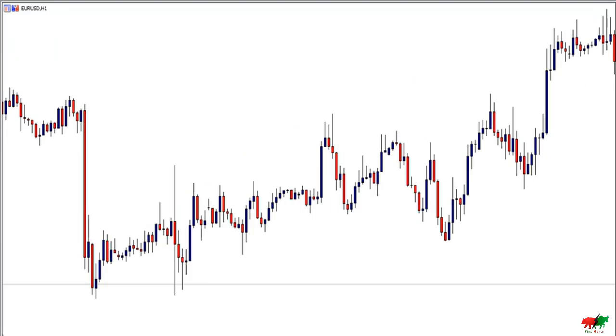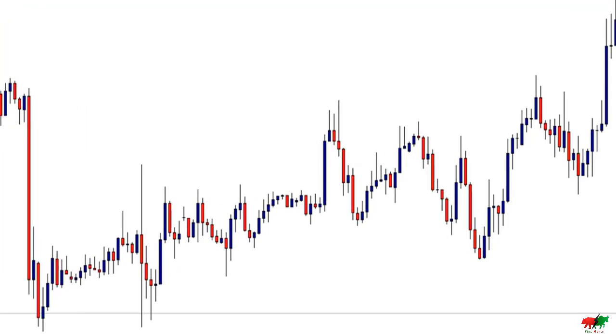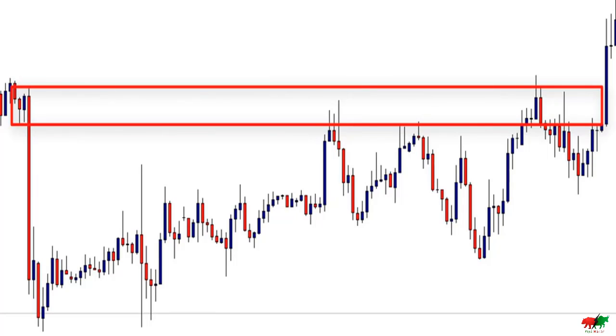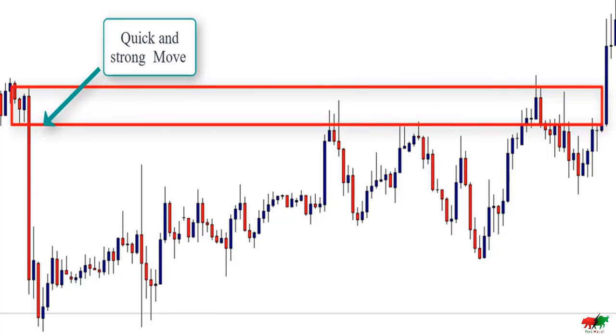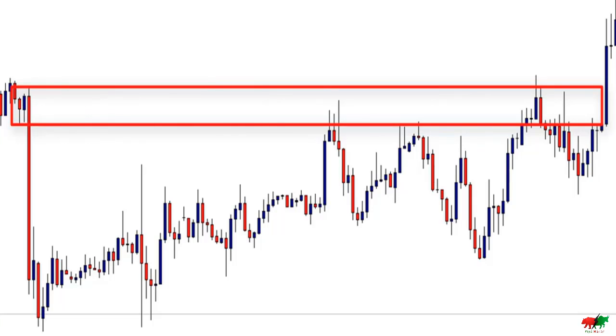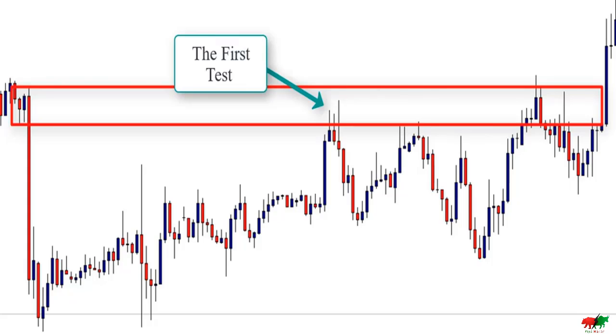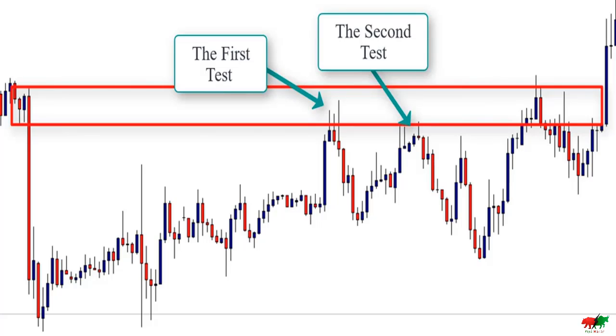This is the Euro-US dollar 1 hour chart. Look at this move. This is a clear supply zone. The move is quick and strong, which confirms the strength of the move. Let's now evaluate the freshness of the zone. As you can see, this is a fresh supply zone. So you should pay attention when the market traces back to test this zone. This is the first test and this is the second one. So right now the zone is valid and tradable.